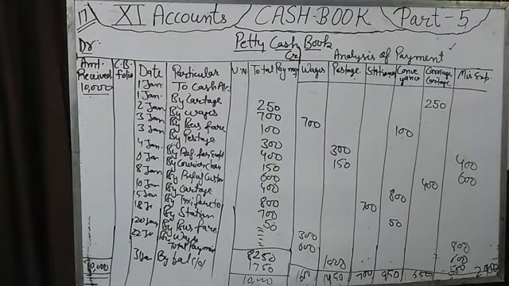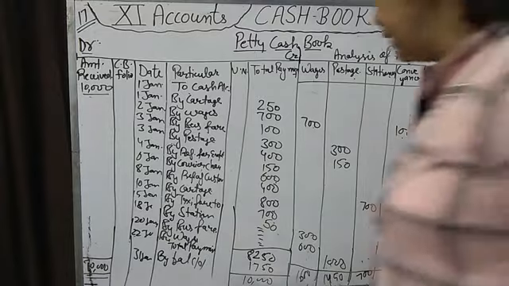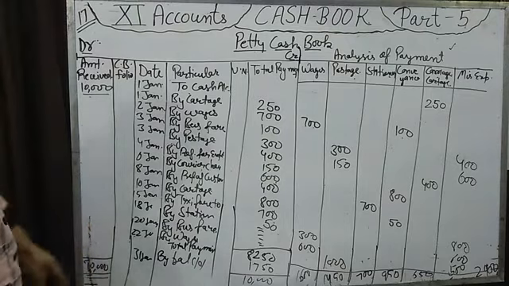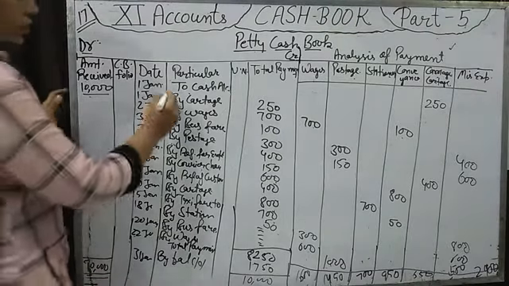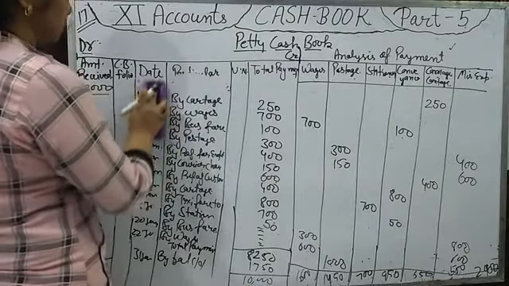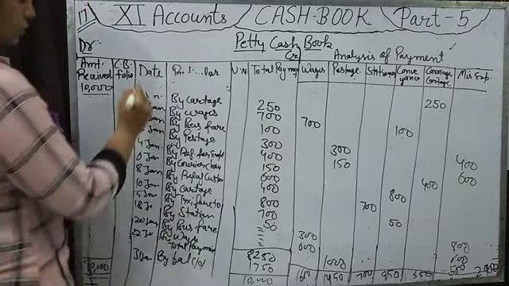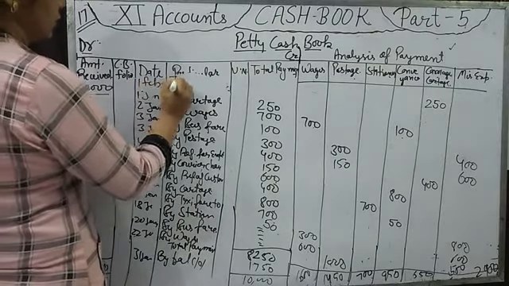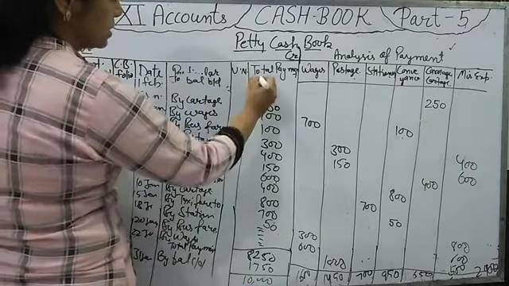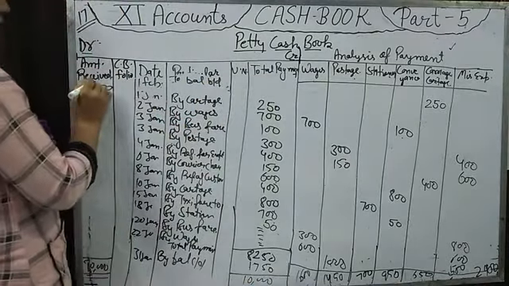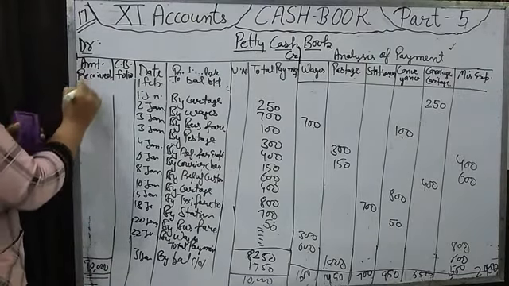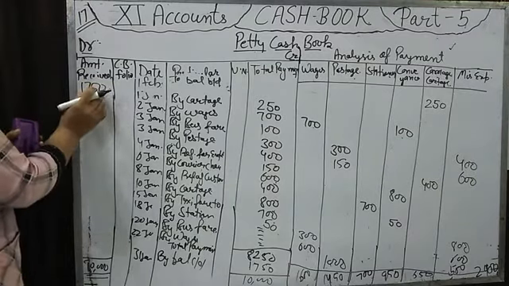Okay, if you open the next month's petty cash book, then on 1st Feb, first of all you will write here, on 1st Feb, to balance brought down, below this you will write. Okay, 1st Feb to balance brought down, we are having 1750, that you will write on this side. Okay, you will write here 1750, this amount we are having.